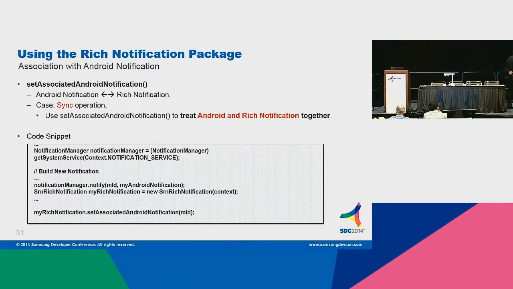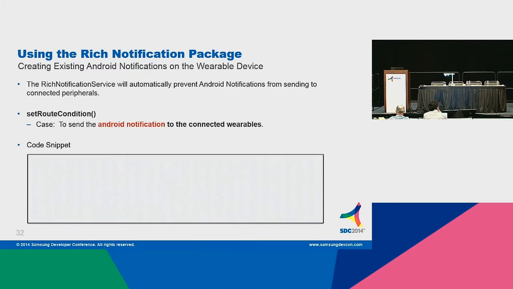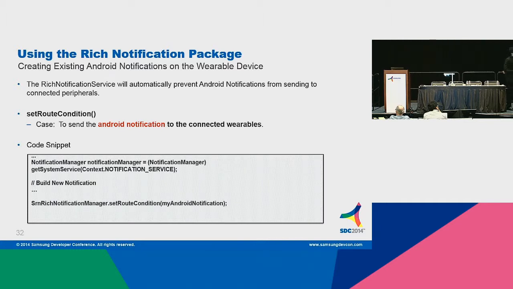The second important API is the set route condition. What happens is the rich notification service will automatically prevent the Android notifications from being sent to the connected peripherals. So if you want to send your Android notification through rich notification, then use this set route condition.